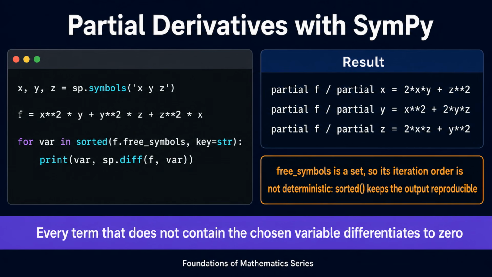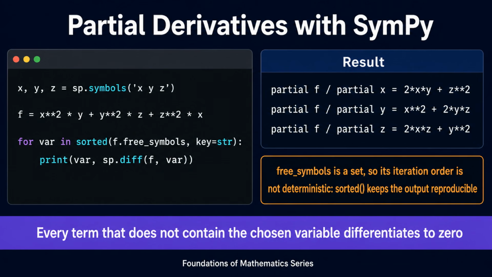Differentiating with respect to x gives 2xy plus z squared. The middle term vanished because it contains no x. With respect to y, we get x squared plus 2yz, and with respect to z, we get 2xz plus y squared. The pattern is worth naming. Every term that does not contain the chosen variable differentiates to 0.